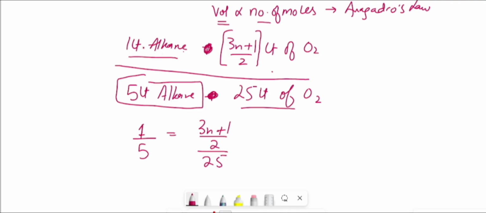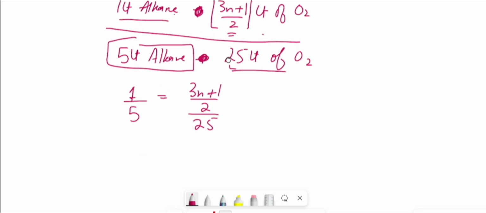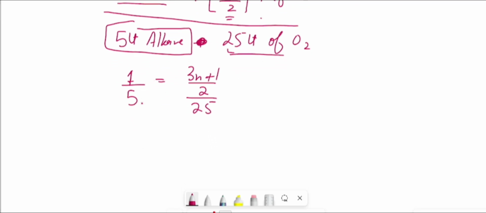So 1 liter of alkane requires 3n plus 1 by 2 liters of O2. Likewise, 5 liters of alkane requires 25 liters. You have to compare these two equations to simplify. This would be 1 by 5, and it will remain as 1 by 5. And this would be 3n plus 1, and the 2 would be multiplied with 25, since the reciprocal of 25 by 1 gives 25 into 2.